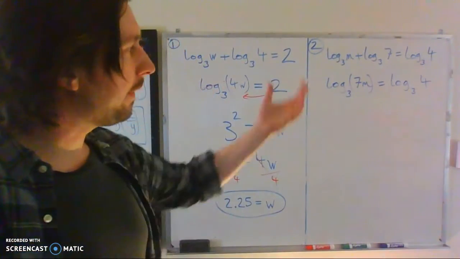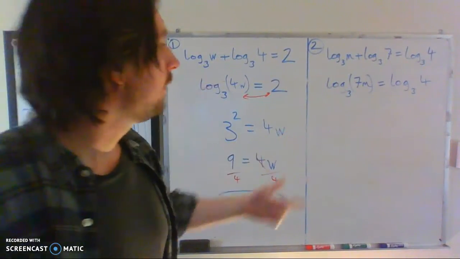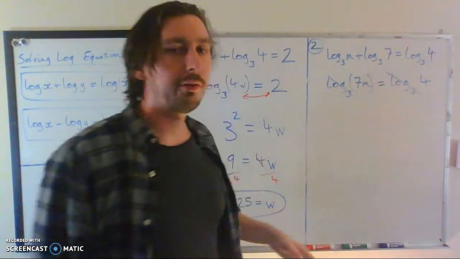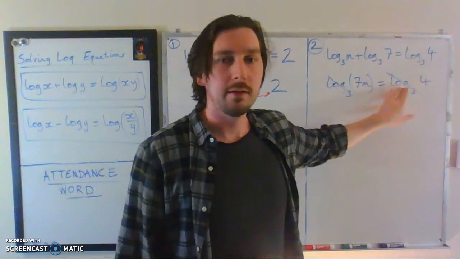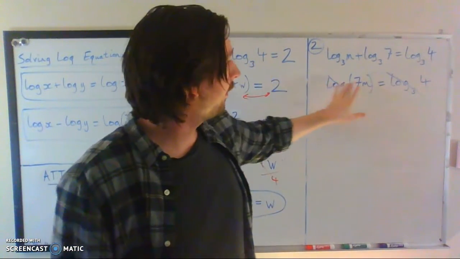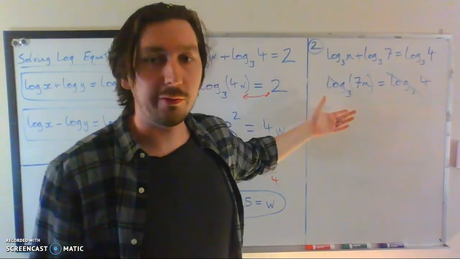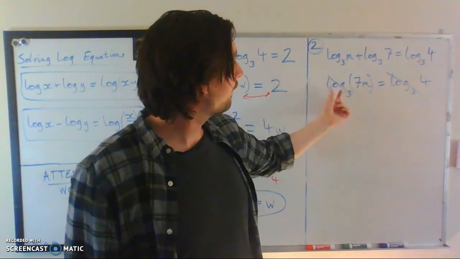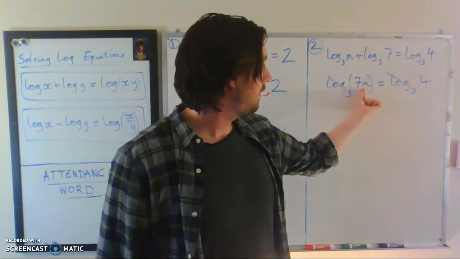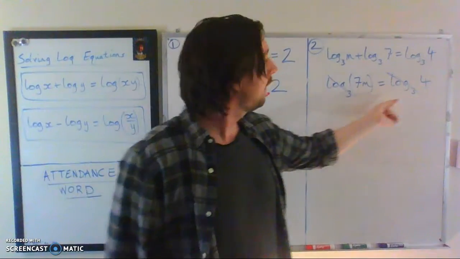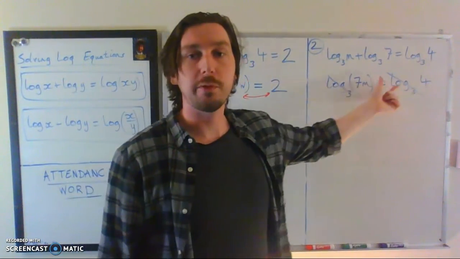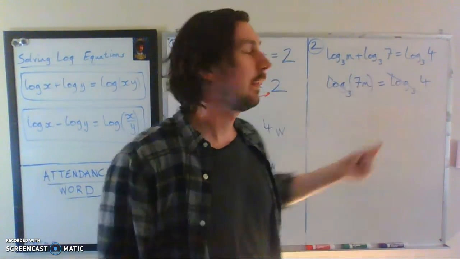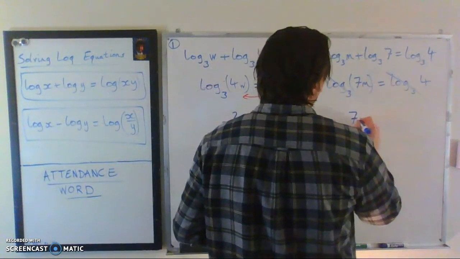So when you've got this situation, you can just get rid of the logs. Because they're the same on both sides. It's like if you had an x on both sides, or a 3 on both sides. Just the number, you could get rid of it, right? Well, it's the same. So 7m equals 4. If log 3 7m equals log 3 4, then 7m equals 4. So I'm just going to write that below.